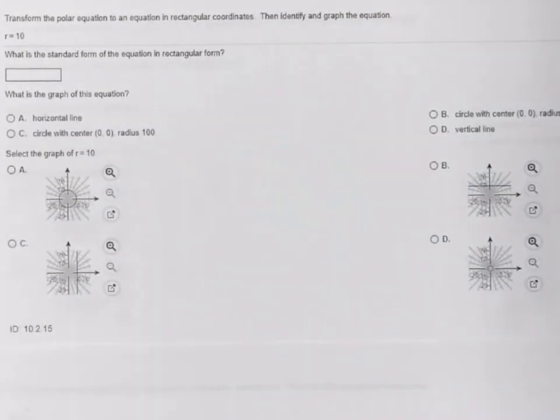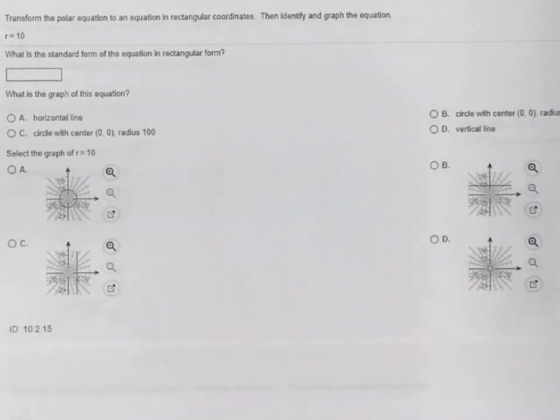We're now going to look at some problems where we are given an equation written with polar coordinates, and we want to convert that to an equation with the variables x and y, so the rectangular coordinates. So earlier we converted a point given in polar coordinates to rectangular coordinates, but now we're actually looking at equations.